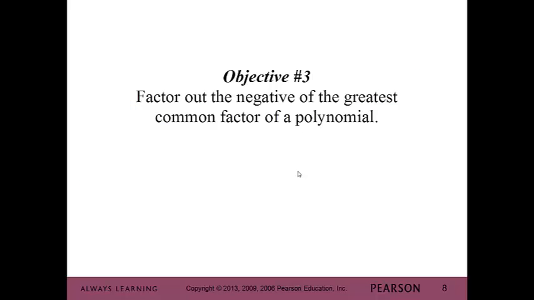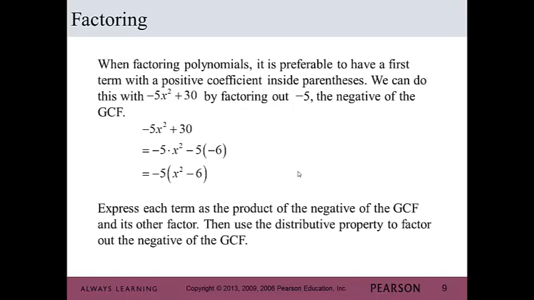Alright, objective 3. Now we're going to factor out the negative GCF. So it says the following. When we're factoring polynomials, we prefer that the first term have a positive coefficient. So the first term we see has to be positive. If it is not positive, then we're going to factor out the negative.